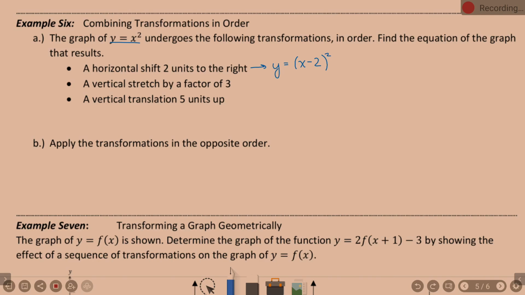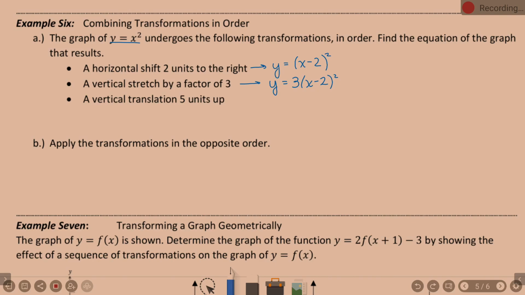Now, take this equation that we're at. How do I show a vertical stretch by a factor of 3? Would you just multiply the 3 out in front? Multiply the 3 out in front. So now my equation is y equals 3 times x minus 2 squared.